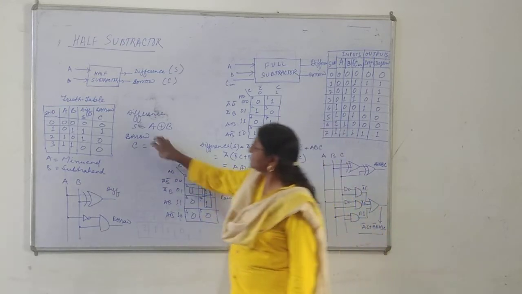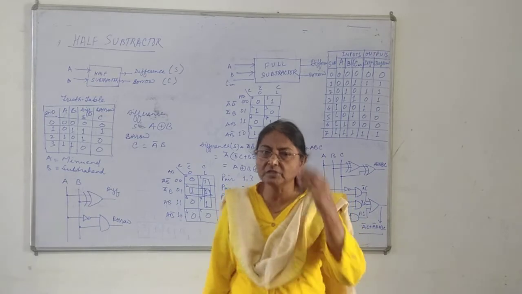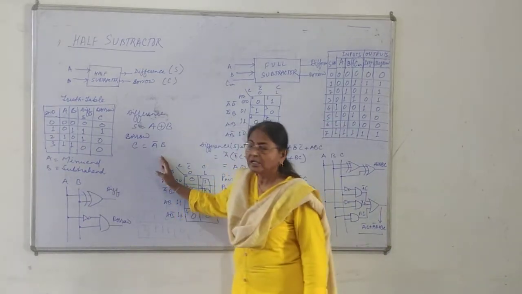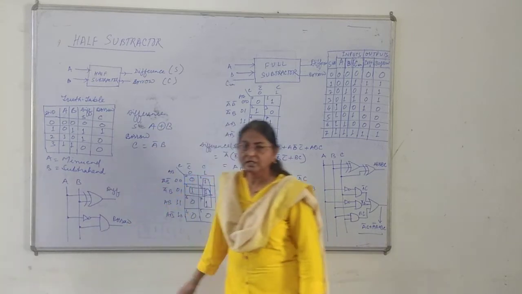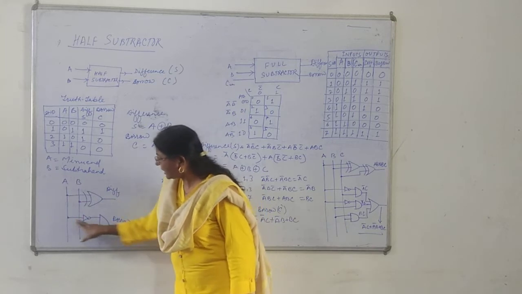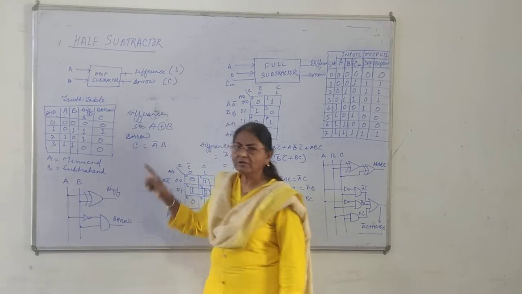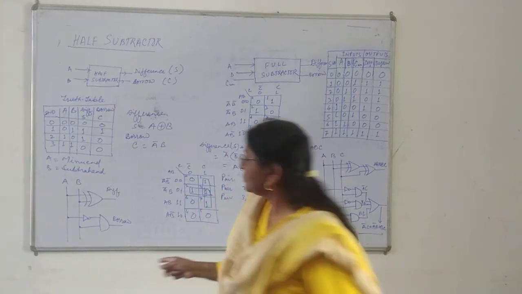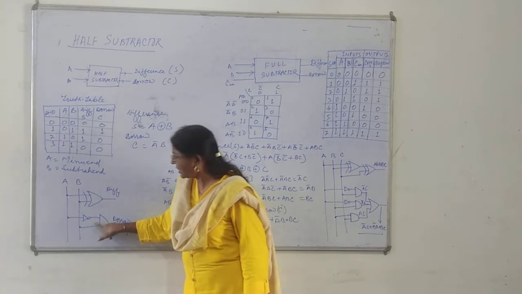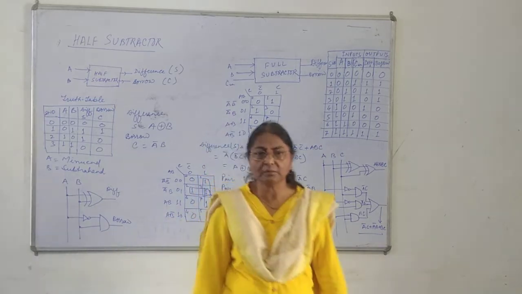We have got the equations for both difference and borrow. For difference, we have the Boolean equation A exclusive OR B, and for borrow, we have the Boolean equation A bar B. Here I have designed the circuit for it. A and B are the inputs. Here I have written A exclusive OR B, and one gate I have inserted is a NOT gate, because to get the complement we have to insert a NOT gate. So A is the input to the inverter, the output of the inverter is A bar, and this A bar and B are given as inputs to the AND gate.